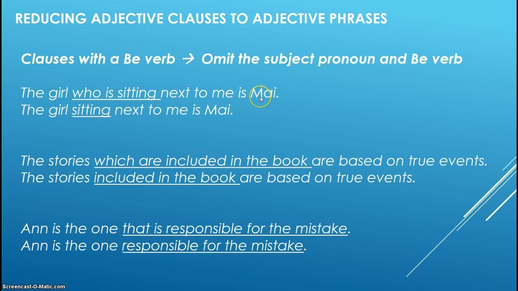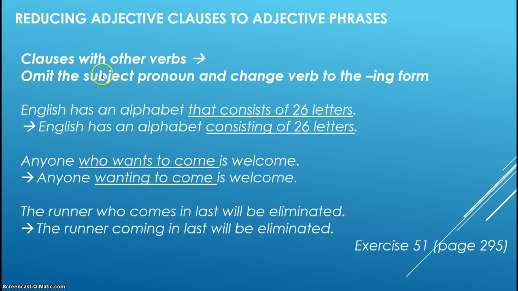What if you have a verb other than be, that is not be? Well, here's what you do. For clauses with all other verbs, omit the subject pronoun, just as we did before. And in this case, change the verb to the ing form. The examples. English has an alphabet that consists of 26 letters. There's the pronoun. I'm going to take that out. There's our verb. It's not a be verb, so we can't take it out. We just have to change it to the ing style. English has an alphabet consisting of 26 letters.